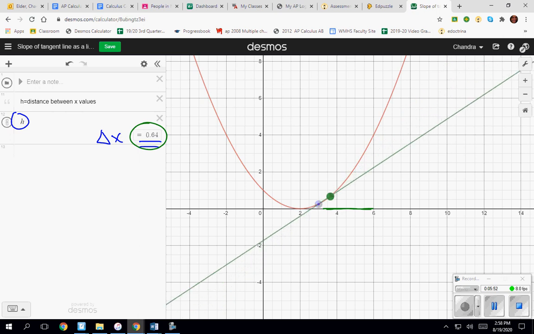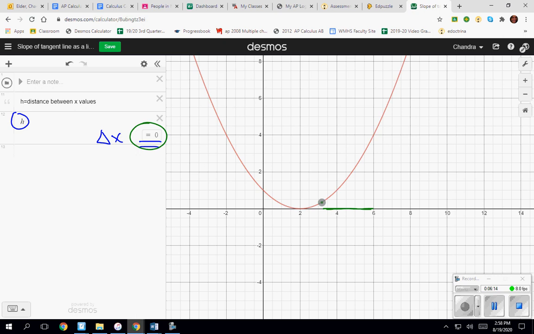Now, remember, we're finding slope here. The slope does not exist if there is no distance between the two. So that line disappeared, and now I can't move it anymore. We can't calculate what happens if the distance is 0, so we have to look at a concept called limit.